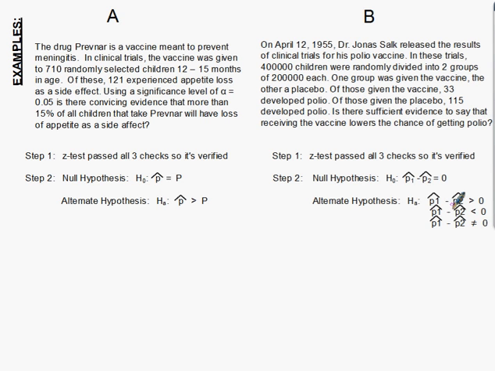We can come over here and do the same kind of thing, where the difference is either bigger than 0, less than 0, or simply not equal to 0, which is the two-tail situation. In this case, of course, we're interested in whether the vaccine lowers the chance, so the alternate would be less than 0. And that's our alternate hypothesis. Both are one-tail alternatives.